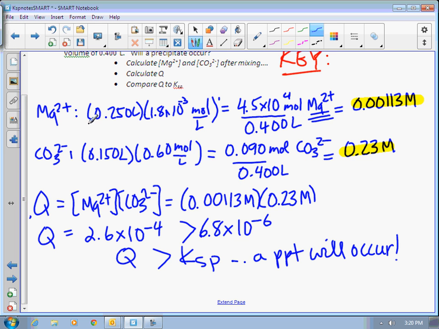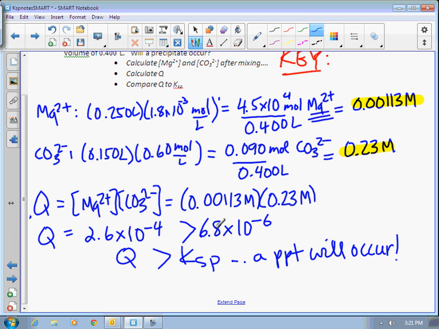Alrighty, so let's see. We got the moles of magnesium divided by the total volume. This was my new concentration after mixing but before reacting for the magnesium, and this is the concentration for the carbonate. When I solve for Q, Q comes out larger than Ksp, so you indeed would see a precipitate.